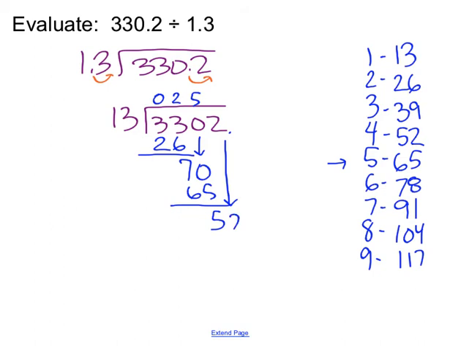Bring down the 2. 13 goes into 52 4 times. 4 times 13 is 52. Remainder 0. I'm done. I just need to bring the decimal point straight up. And since it was positive divided by positive, the answer is positive 254.